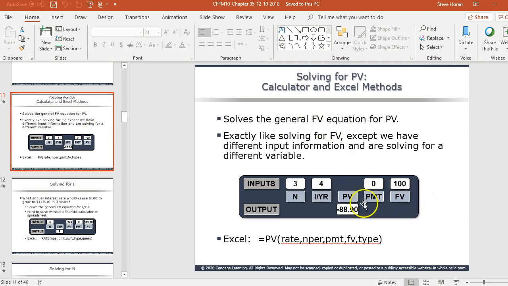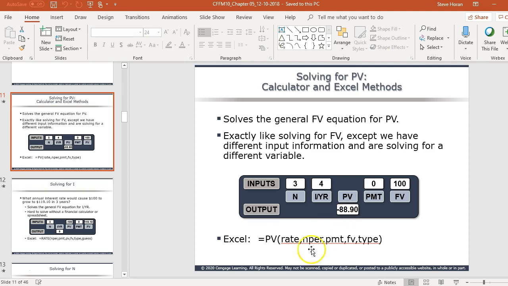All the same buttons. We just solved for the last one. If you're using a financial calculator, you put in all your inputs that you know, then the last button you push on your calculator is the answer, the one you're solving for. So I would enter the N of 3, interest rate of 4, payment of 0, future value of 100, and then the last key I'd hit would be the PV key, and that spit out the 88.90 as the present value of all that.